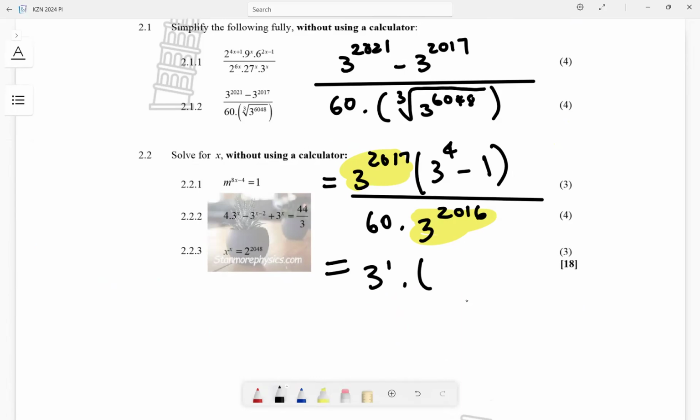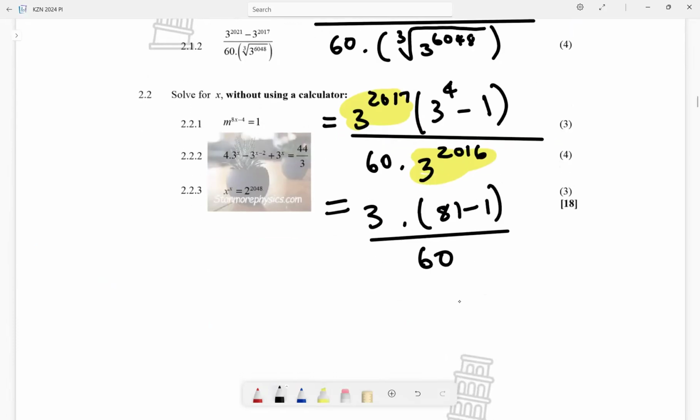3 times 3 is 9. 9 times 9 is 81. Minus 1 divided by 60. So this is just 3. Can you see that I can simplify this? 3 goes into 3 once, and 3 into 60 is 20 times.